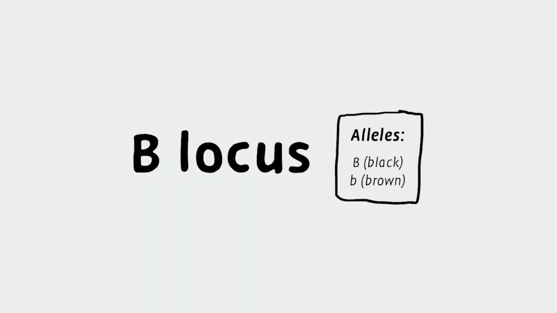So, how does all of this translate into what a dog actually looks like? Here's an example. This is the B locus, and there are only two possible genes to pick from: black, represented as an uppercase B, and brown, represented as a lowercase b. As you can tell, black is dominant and brown is recessive. A dog will inherit either one of these from each parent, and the possibilities are as follows.